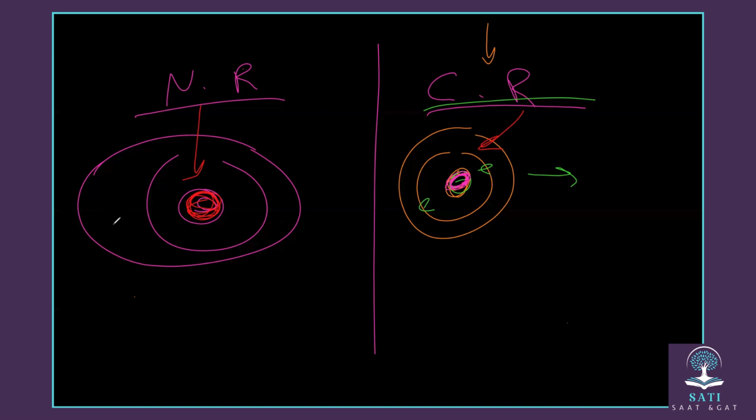Okay, what are the types of nuclear reactions? We have mainly 3 types of nuclear reactions. Okay, one of them is nuclear fission.